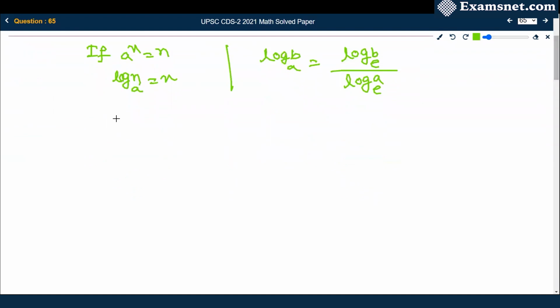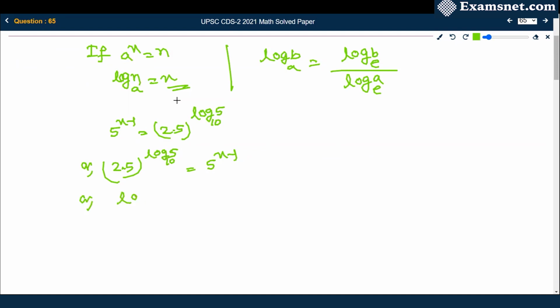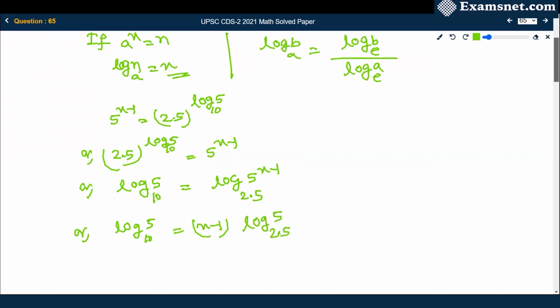Now let's write the given equation, that is 5 to the power x minus 1 equals 2.5 to the power log 5 to the base 10, right? So here we can write 2.5 to the power log 5 to the base 10 equals 5 to the power x minus 1. Using this, let's consider x as log 5 to the base 10. So that means it will become 5 to the power x minus 1 to the base 2.5, right? So we have got this. Next, x minus 1 will come down, it will become log 5 to the base 2.5.